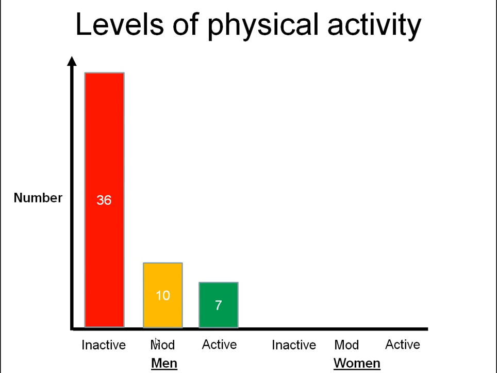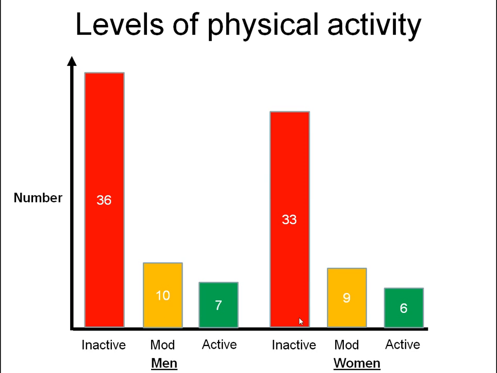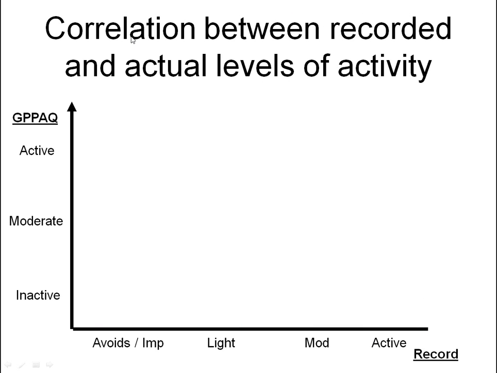From the men that were interviewed, 36 were inactive, 10 were moderately active and 7 were active. A similar trend is demonstrated for women, again with the majority being inactive, some moderately active and some active. In terms of the correlation between the recorded and actual physical activity at the time of the questionnaire, using the GPPAQ form, where we would label somebody as active, moderately active or inactive, against the current record where patients were graded as avoids or impossible to perform exercise, light, moderate or active, I did a scatter graph where records correlate. If someone is avoids or impossible, they are essentially inactive, so that was the correlation there.